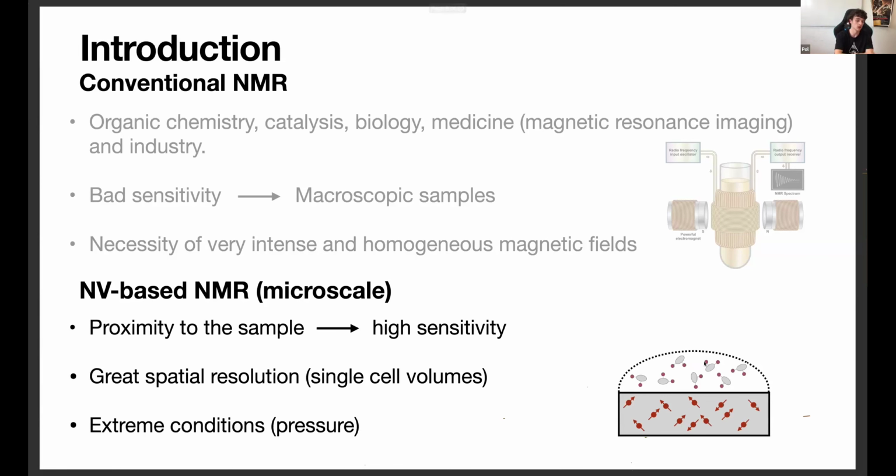And apart from that, they can be used at extreme conditions such as high pressure, for example. And these kinds of conditions usually carry some issues when working with conventional NMR. So this is a bit the motivation of why use NV-based NMR instead of conventional NMR.